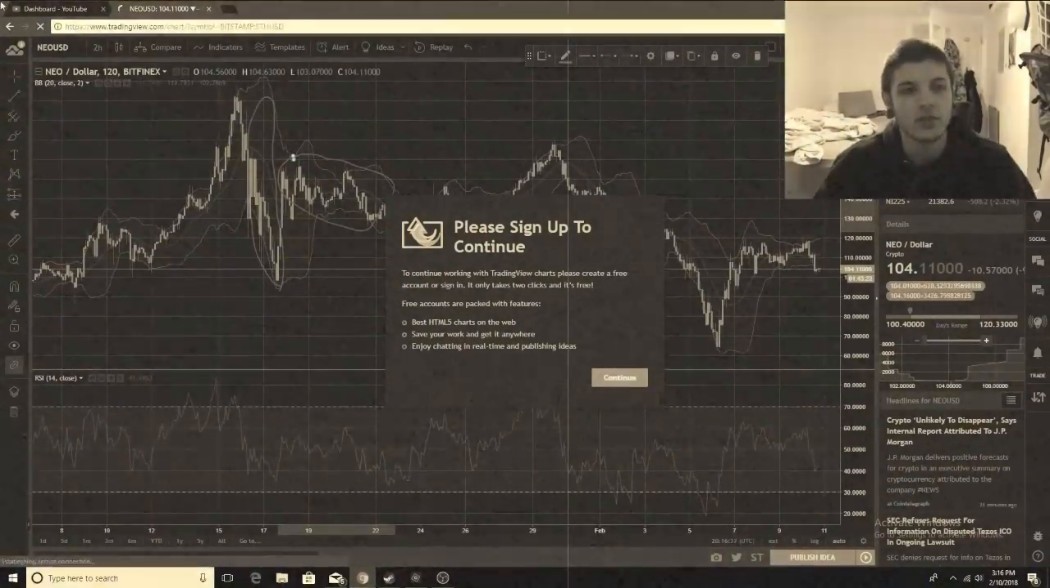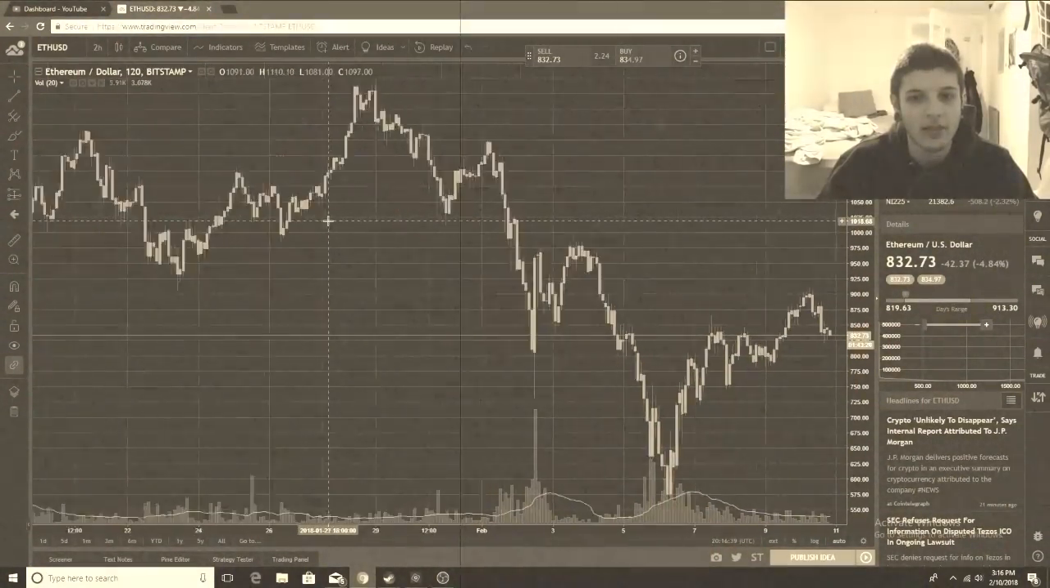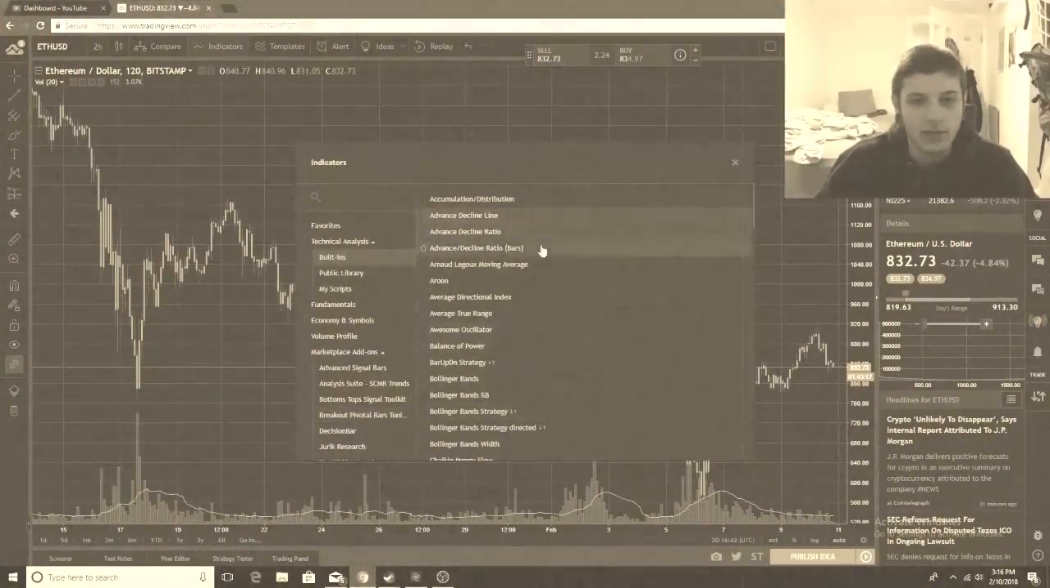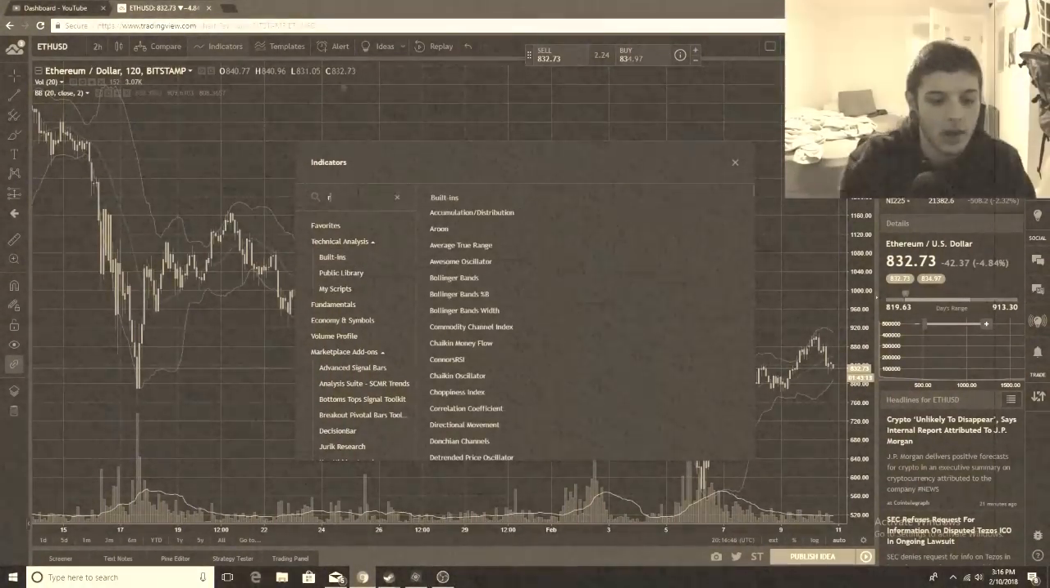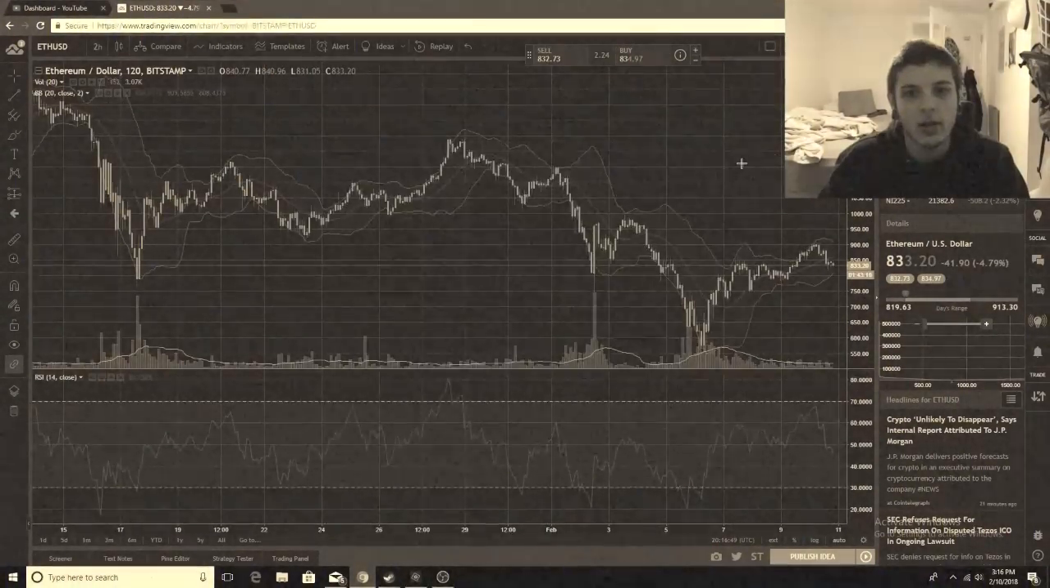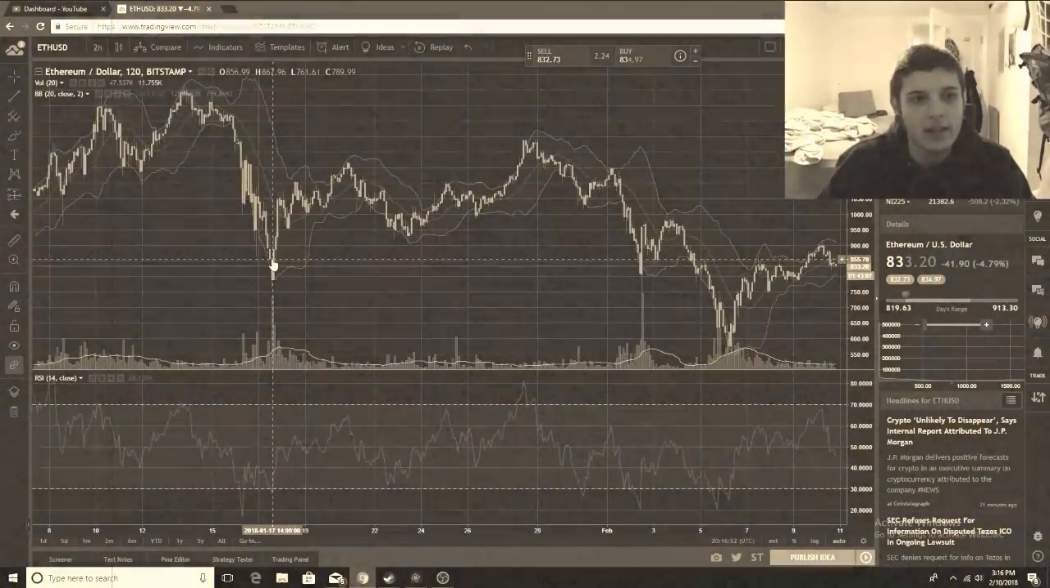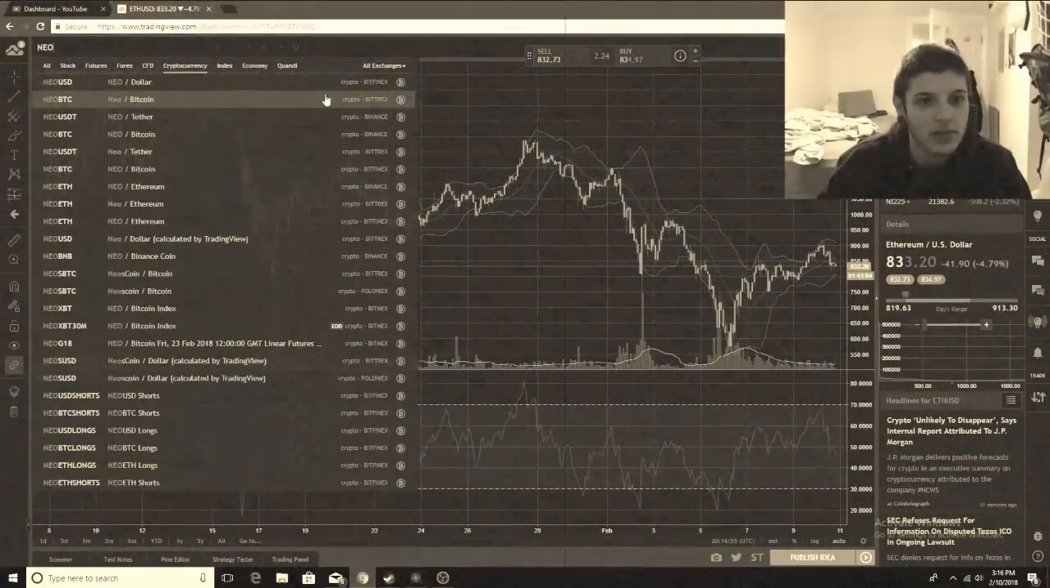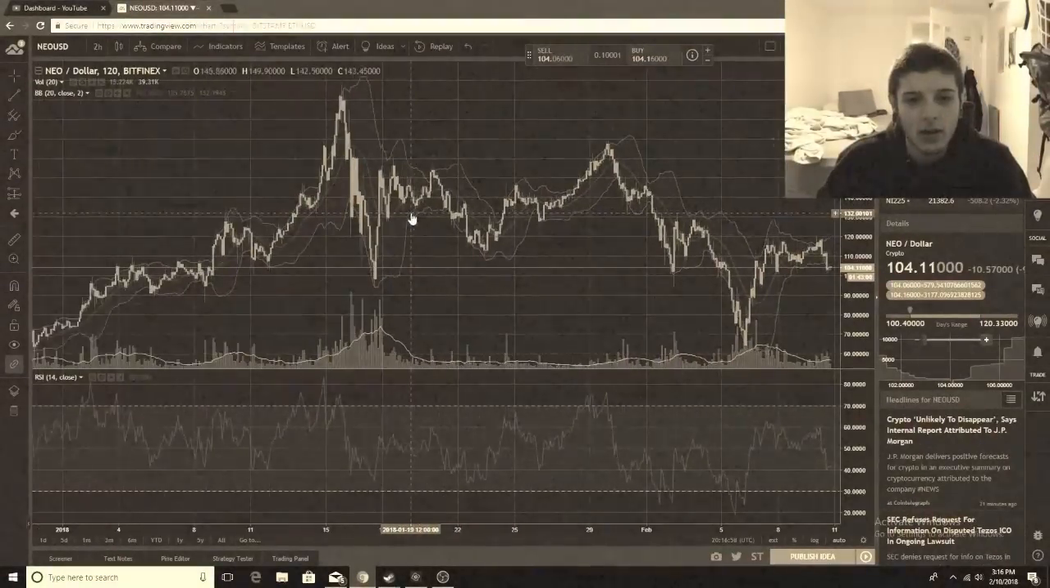Let me just reload this so I can show you guys again. I hate TradingView when they do that. We're just going to put the RSI on again. Okay, so on that trade, you made a decent amount of money. Why are we on Ethereum? What is wrong with this? All right, now we're back on NEO.